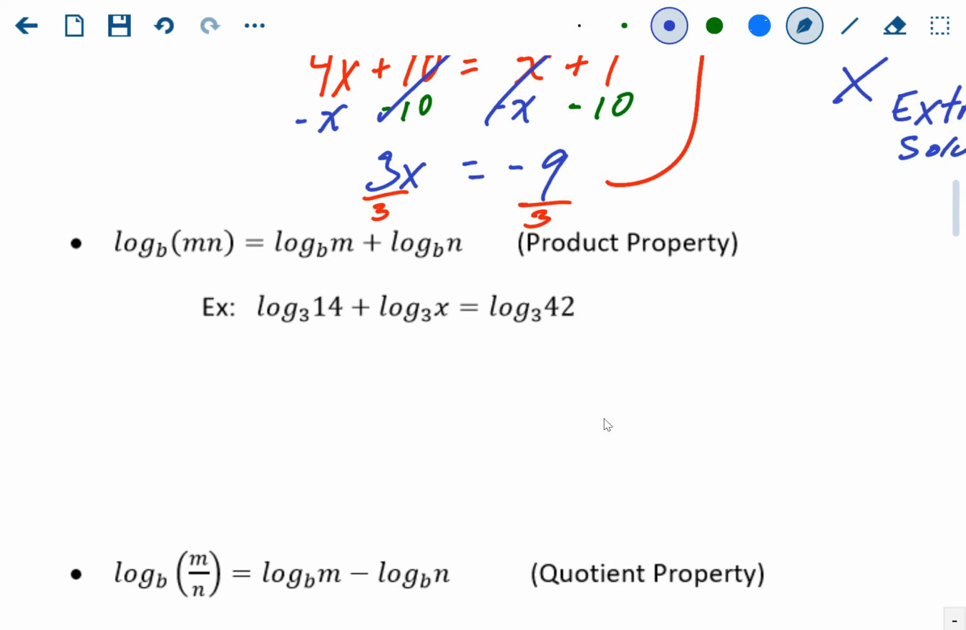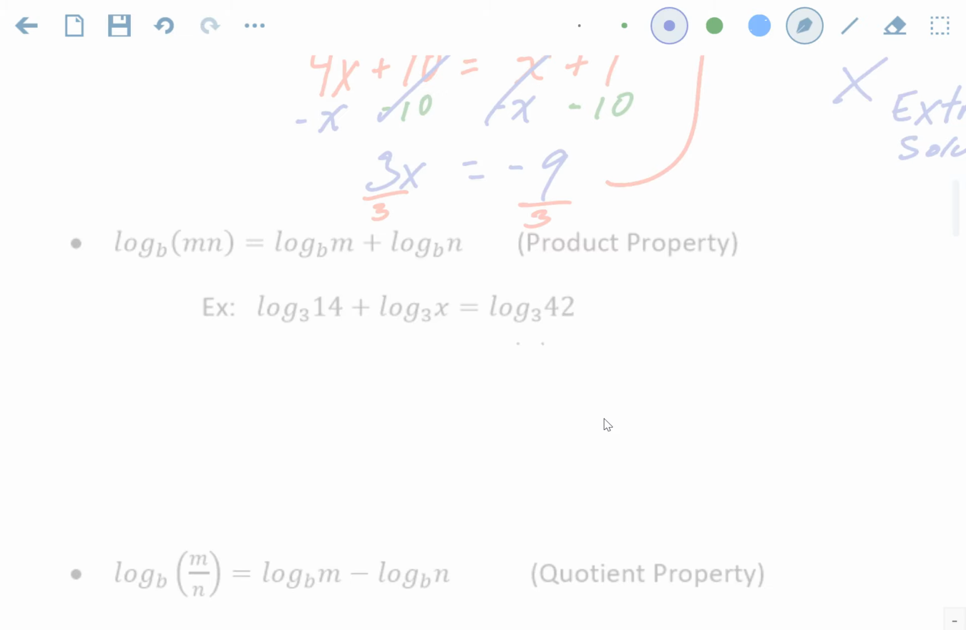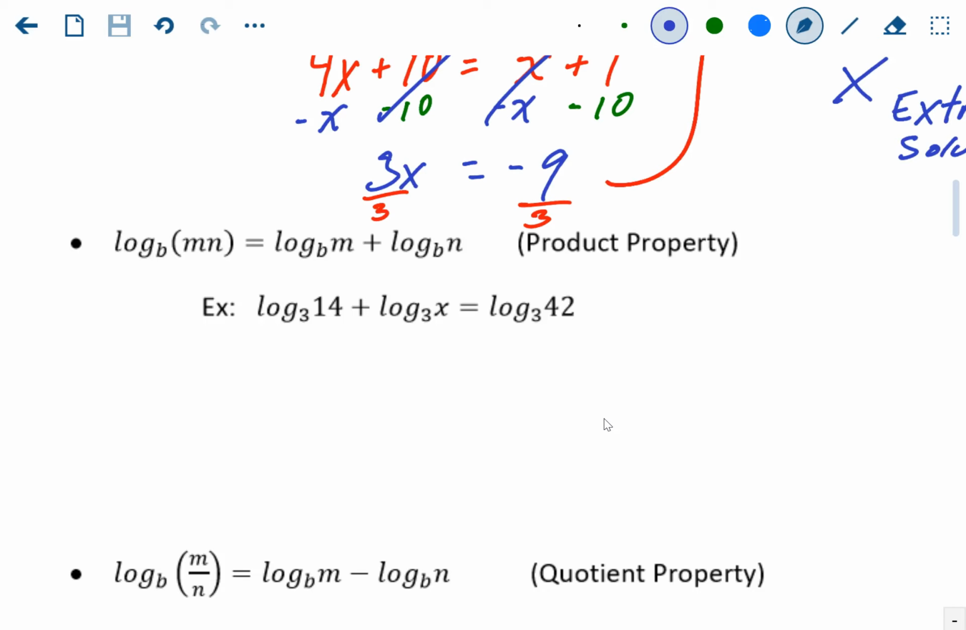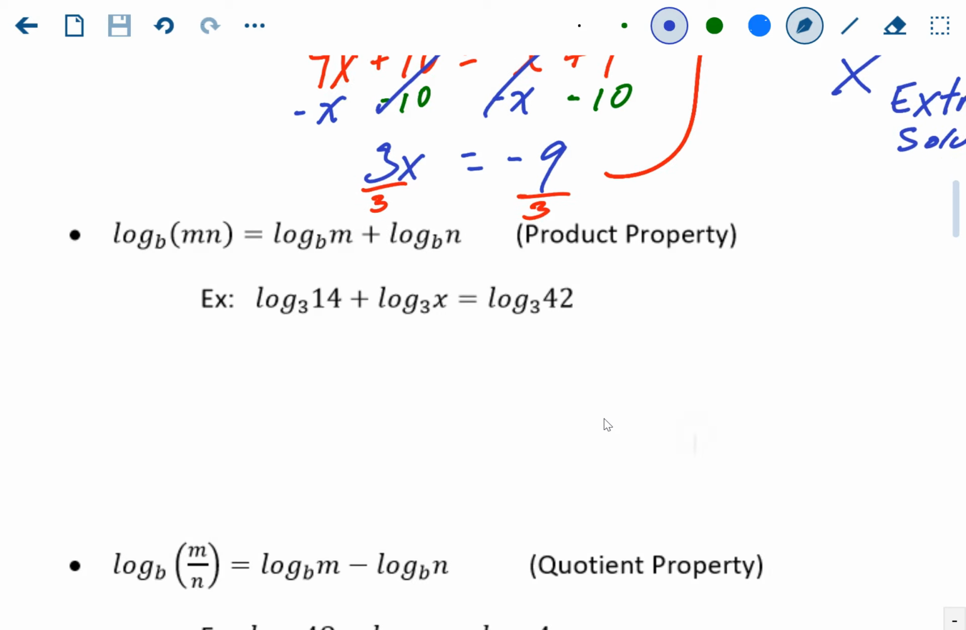The second property is called the product property. Again, all these properties go hand in hand with their exponent properties. The exponent product property is very similar to the logarithm product property. This property states that if you have log base b of m times n, you could separate that into log base b of m plus log base b of n. We're going to use these properties going both ways, forward and backwards. If you have two things being multiplied together, you could separate them with addition. If you have two logs being added together, you could combine them with multiplication.